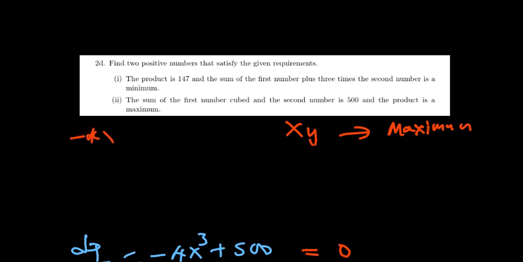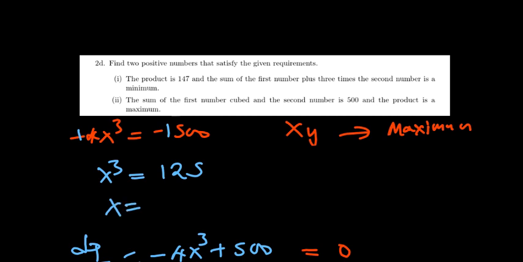Negative 4x to the power 3 is equal to negative 500. It becomes positive, divided by the 4. 500 divided by 2 is 250, by 2, 125. What number can you multiply 3 times to give you 125? That's what a cube root is. So that should be a 5 there. So x is possibly 5. We've got a value there, 5.